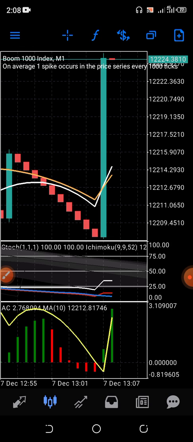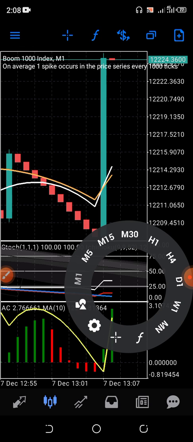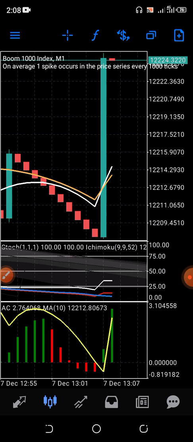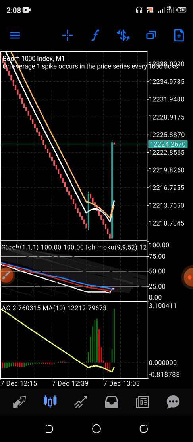Some people will say that once you see a crossing, you enter the market. It's not true in all settings, because I will tell you the truth.